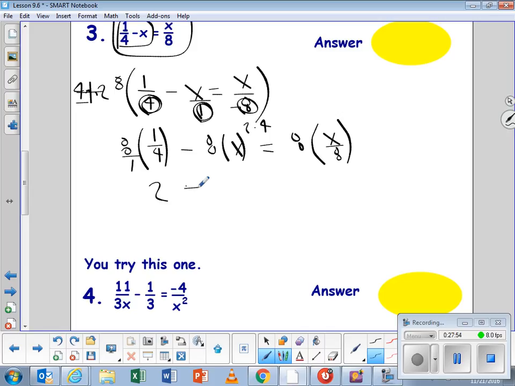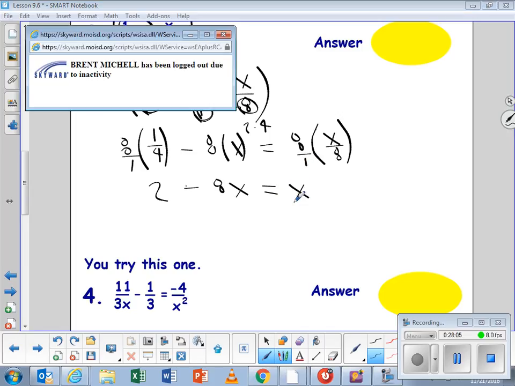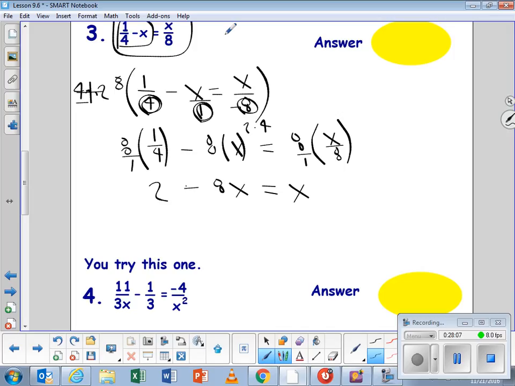Minus, what's this term? 8x equals x, because my 8's cancel, don't they? Okay? So then if I add 8x to both sides, I get 9x, right? And now what do we do? Divide by 9. X is equal to 2 ninths.